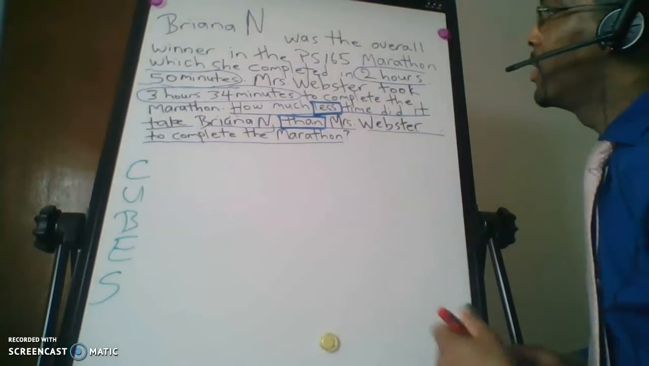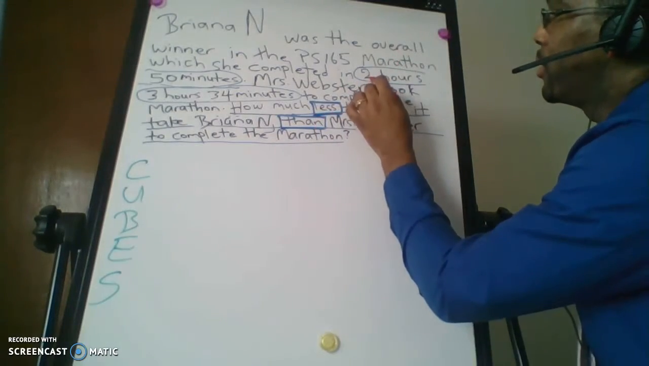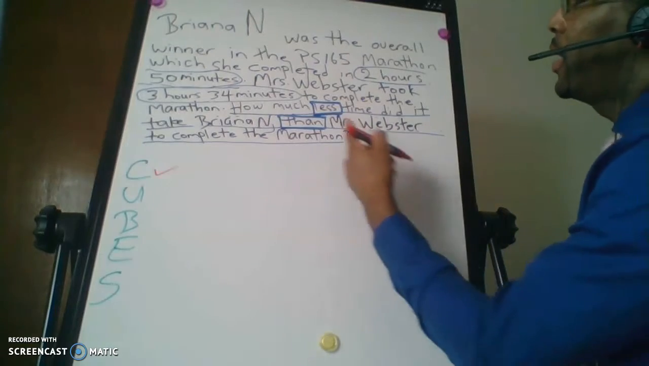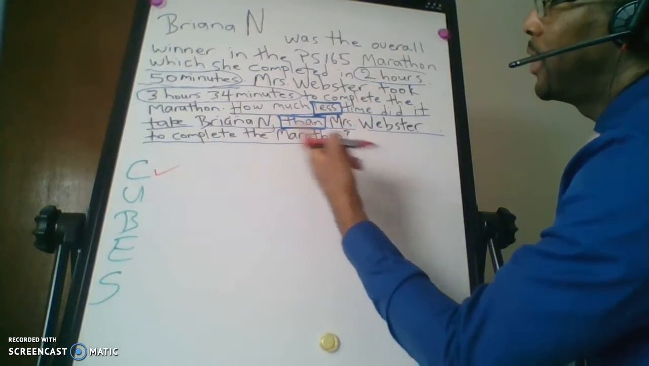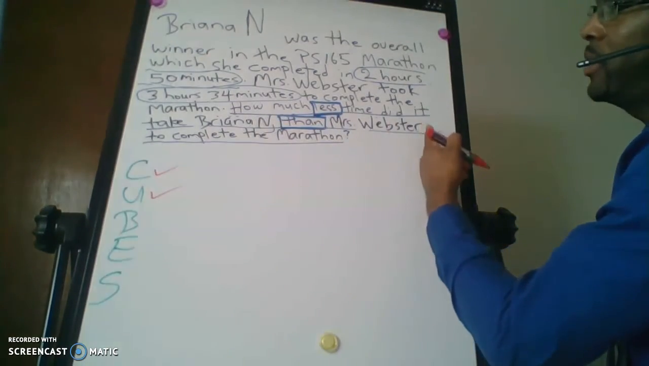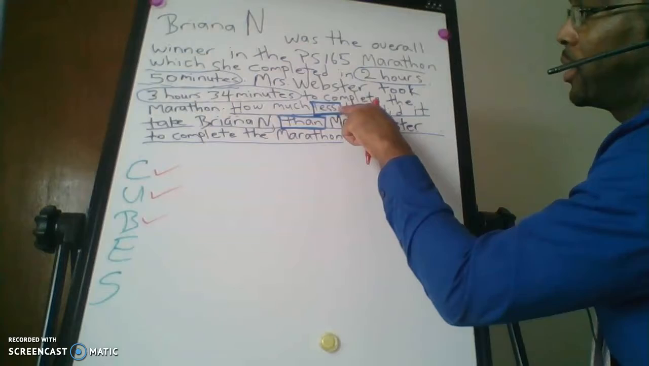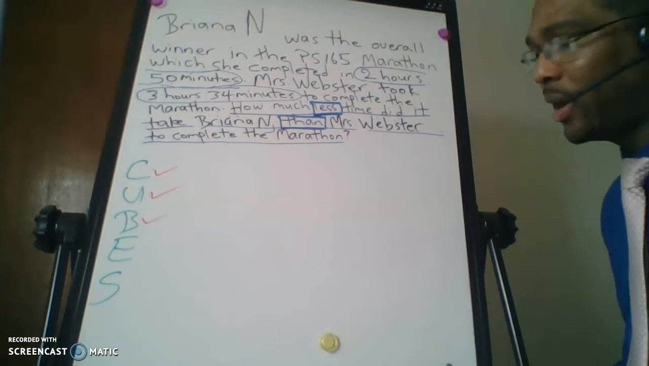Okay, I have circled my key math numbers, 2 hours, 50 minutes, that's for Brianna N. 3 hours, 34 minutes for Miss Webster. I am going to underline my question, which I did already, and box the key math words less and than, which tells me that I have to find the difference or subtract two numbers.